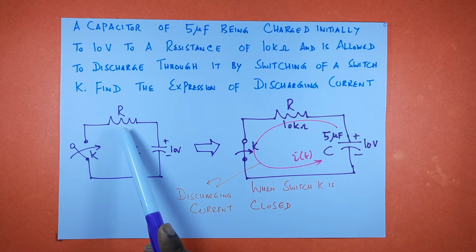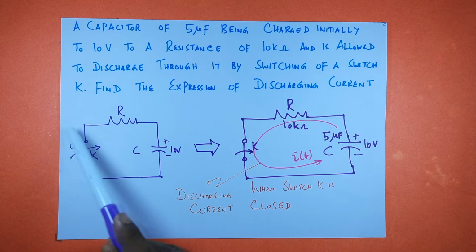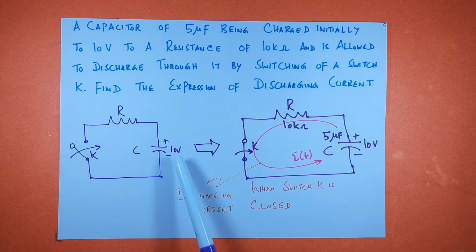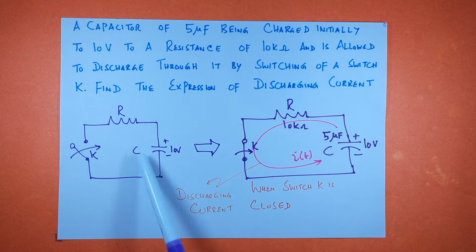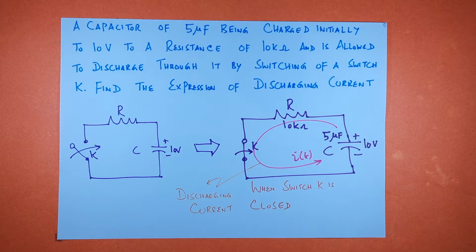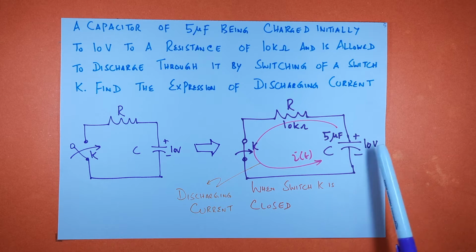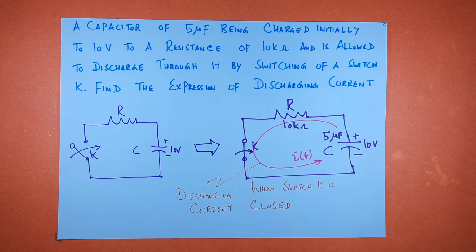So we have a resistor in series with a capacitor C and K is the switch. The initial voltage across the capacitor is 10 volt. Now I include all the details. R equal to 10 kilo ohm, C is 5 microfarad, initial voltage is 10 volts.